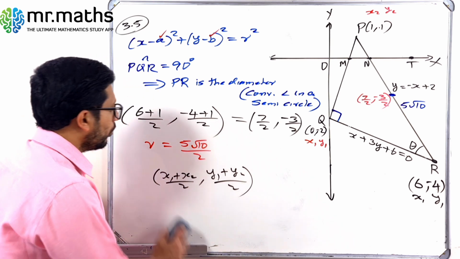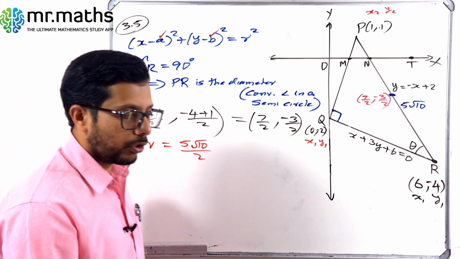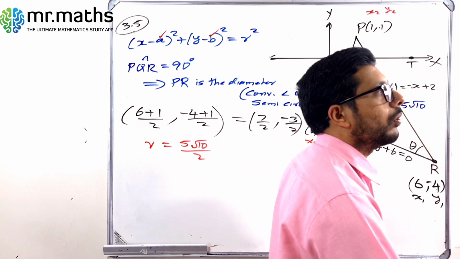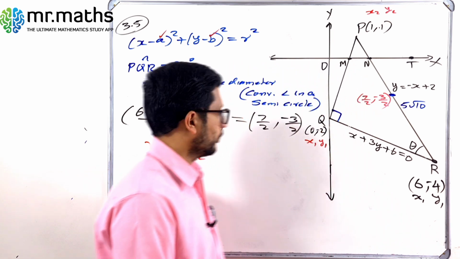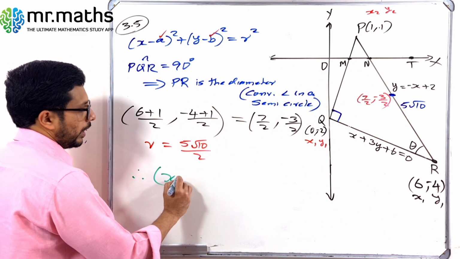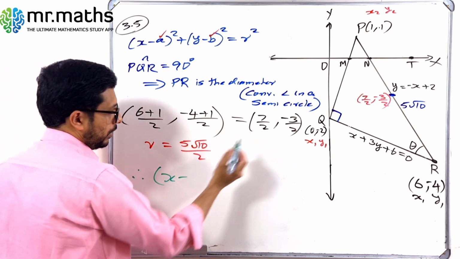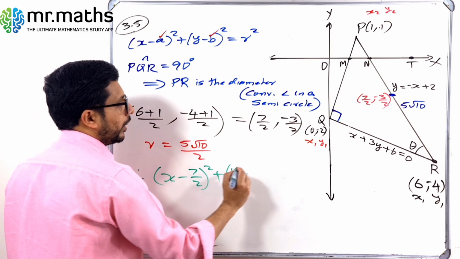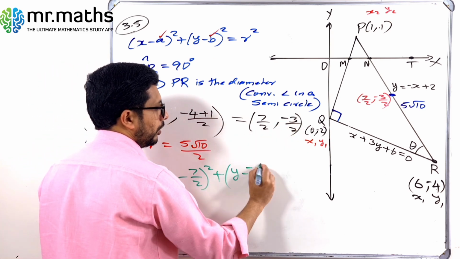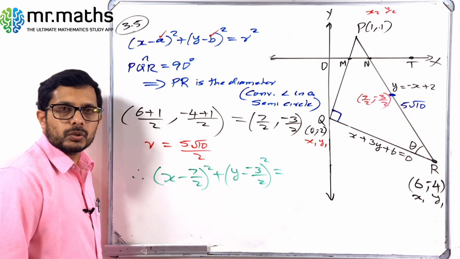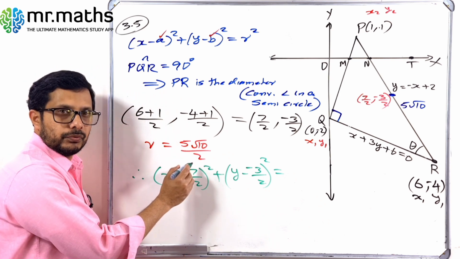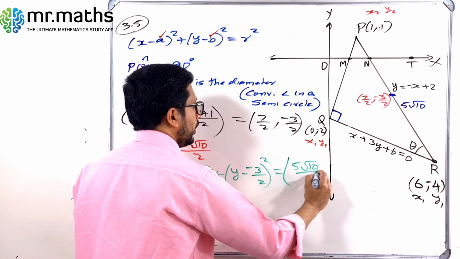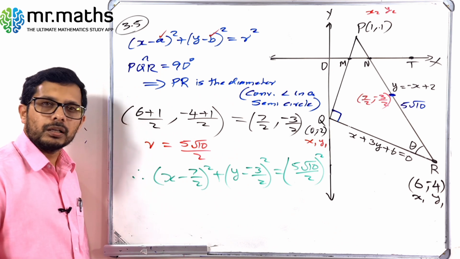Now we have to write the equation of the circle. We got the center of the circle and also the radius. So write the formula: x minus a, where a is 7 over 2, the whole square, plus y minus b, where b is minus 3 over 2, the whole square, is equal to r squared. We have to write r squared, so that is 5 root 10 by 2, the whole square.